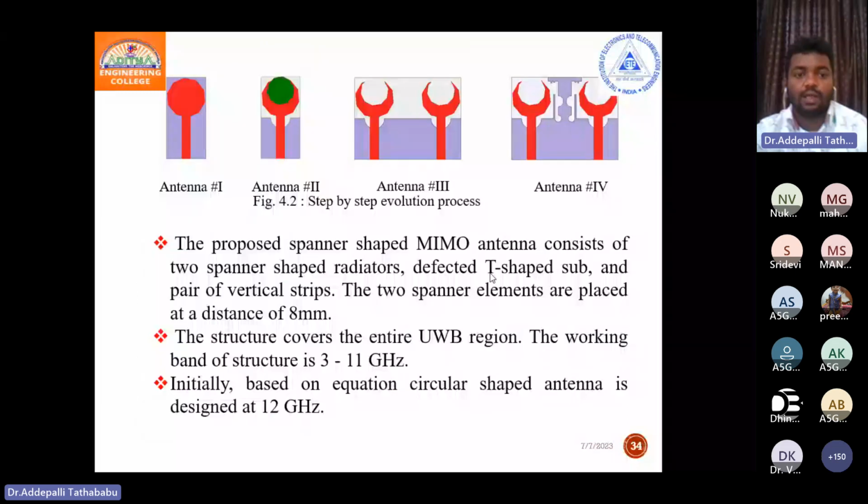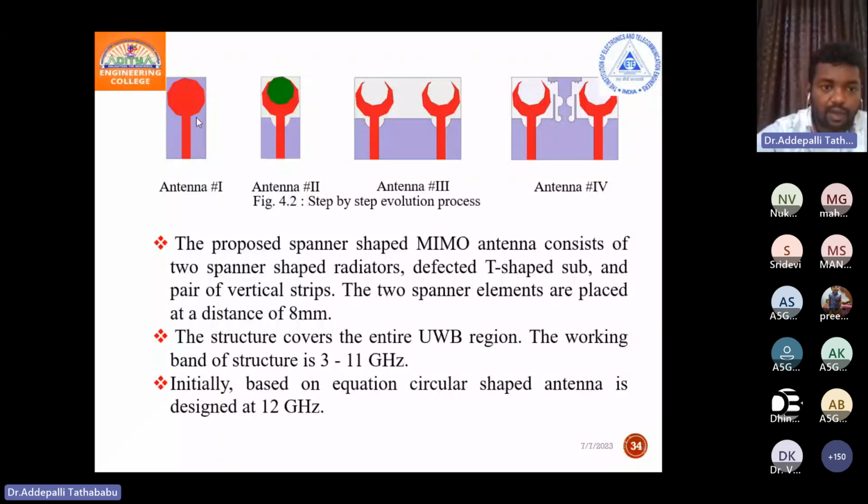The same procedure I have followed here. So here, this is the decagonal structure. Antenna 1, then some part of the decagon is removed to get this branch-shaped antenna, and the antenna is partially grounded. Previously it was the full ground, now it is a partial ground. Generally a partial ground gives wider bandwidth. That is one of the key points in antenna design.